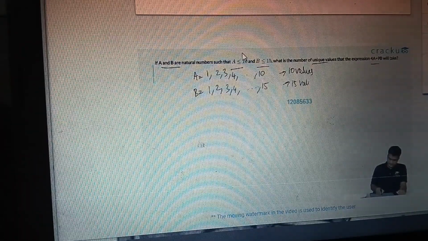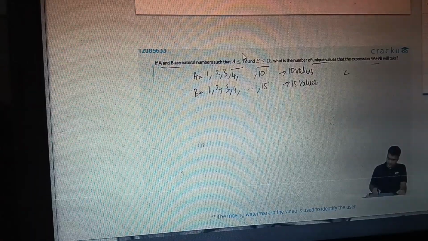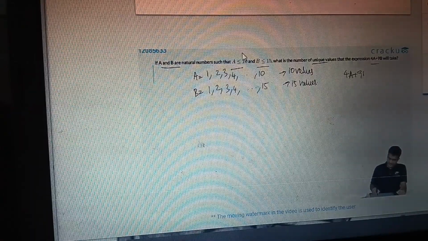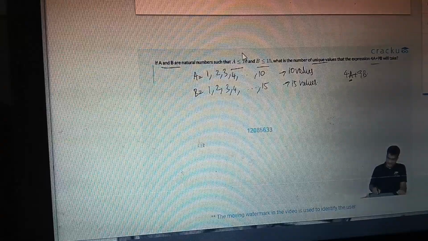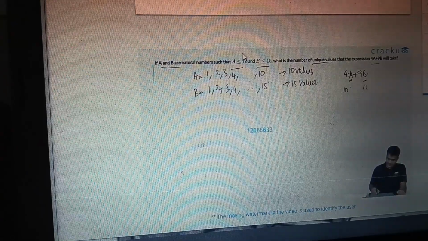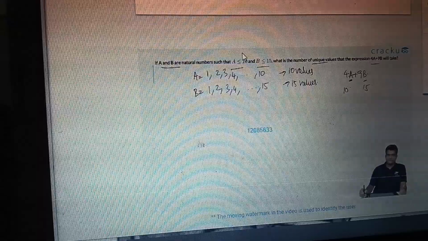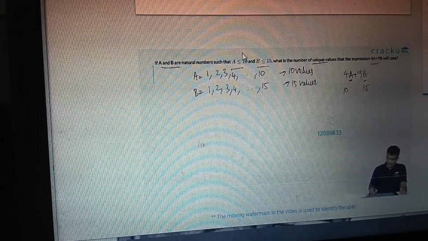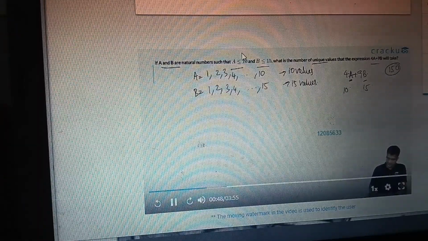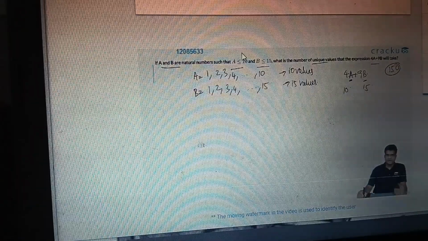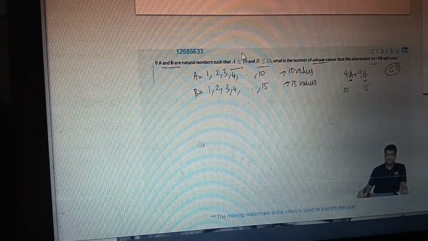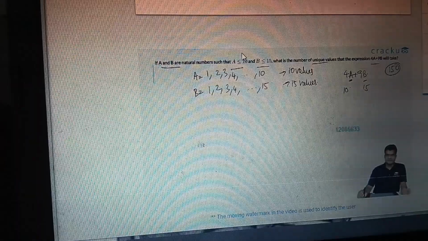So if you are trying to figure out the value of 4a plus 9b, the value of a can be selected in 10 ways and the value of b can be selected in 15 ways. So the total number of ways in which we can select a and b will be equal to 10 into 15, that is equal to 150. However, when we are looking at the number of unique values that the expression 4a plus 9b will take, in some of the cases there will be repetitions.